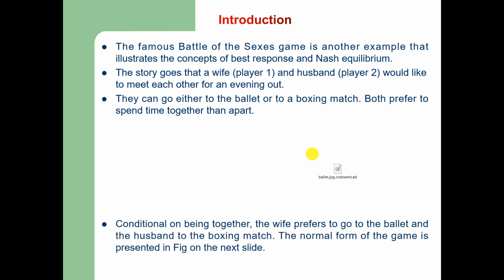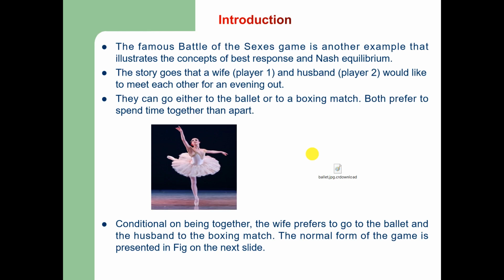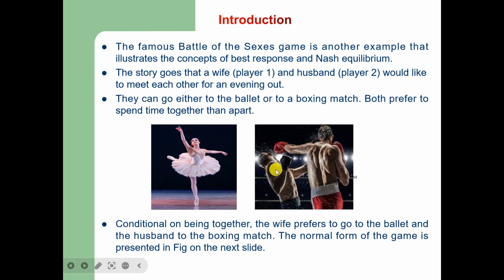So conditional on being together, the wife prefers to go to the ballet, whereas the husband wants to go to the boxing match. The normal form of the game is presented in a figure on the next slide, but before that let me show you what we mean by ballet and what the other event is. The wife would like to go to a dance party or the ballet, and the husband prefers to go to the boxing match. So this is the story of the game.